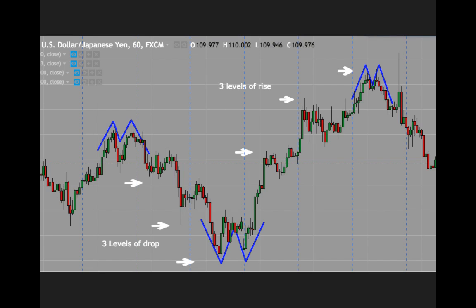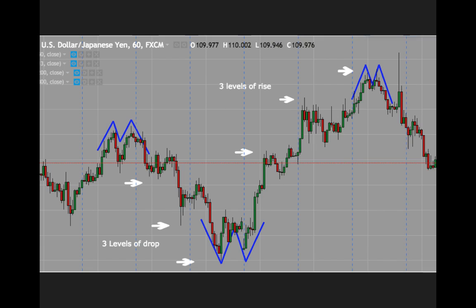Okay, this was USD JPY just a couple weeks ago, and you can see clear market maker cycles on this chart right here. And so you can see on the left here, there's a peak formation M, 3 levels of drop, okay, down into the low of the week, into a W, followed by 3 levels of rise, and then a peak formation M, and then reversal into consolidation, right?